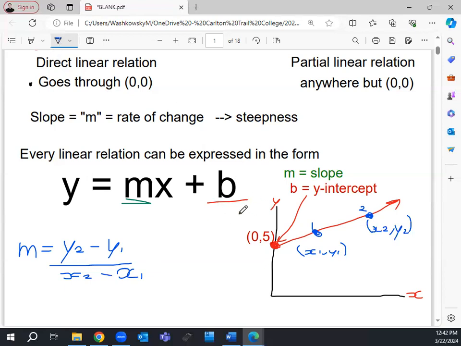Right. So at this point, the goal here is you're able to find an equation for any line, or you're able to draw any line from an equation, with a table of values.